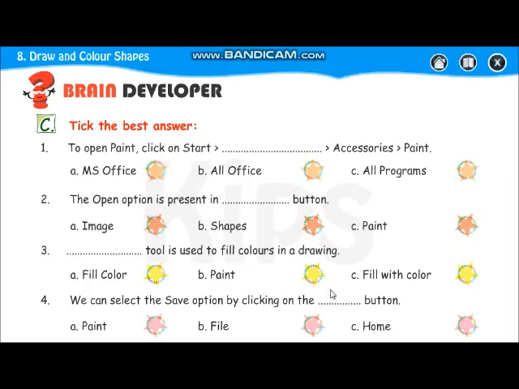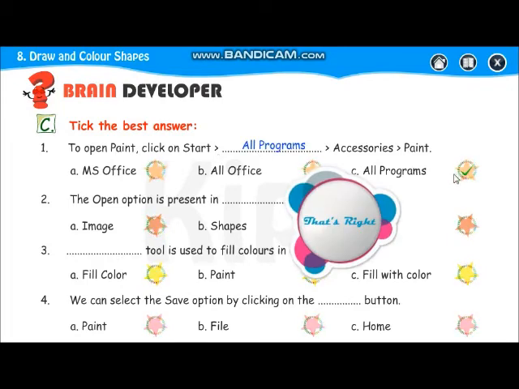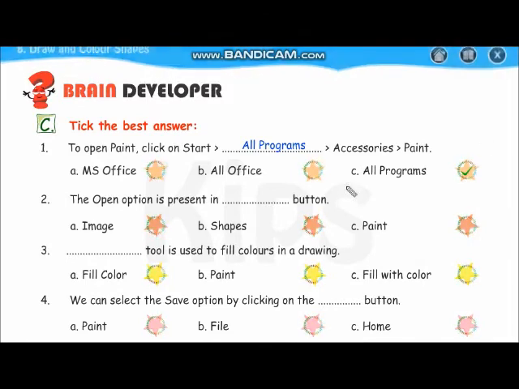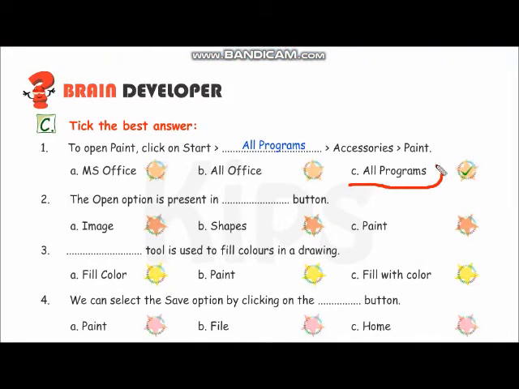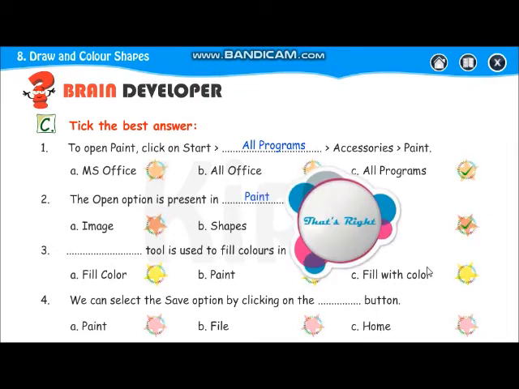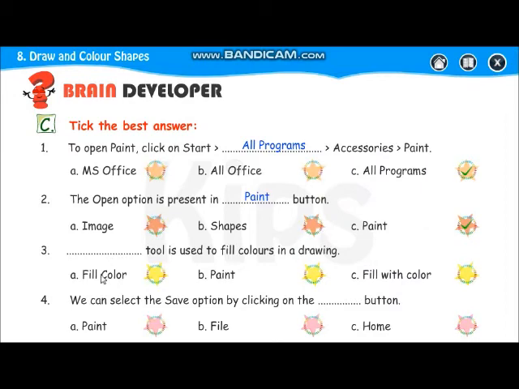Tick the best answer. To open paint, click on start, then where do we have to click? All programs, accessories and paint. What you can do is encircle it, as I told you, so that you can easily identify what our answer is. The open option is present in the dash button. It is in your paint button. Okay, not on the office button.